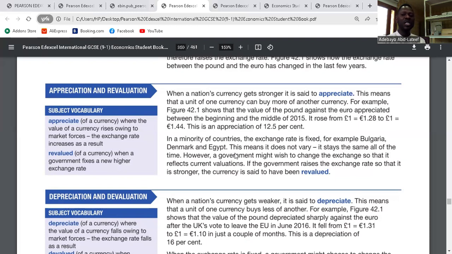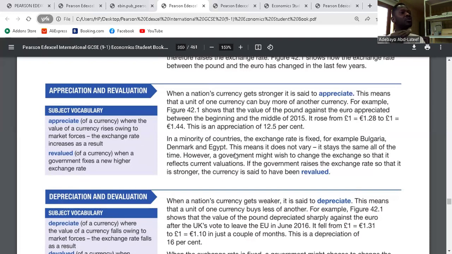However, a government might wish to change the exchange rate so that it reflects current variation. When we're talking about current valuation, we're talking about the situation of the country. So if the government raises the exchange rate so that it is stronger, the currency is said to have been revalued. So revaluation means increasing the value of the country's fixed exchange rate. We call it fixed exchange rate because it remains the same. It doesn't change with whatever decision might be.